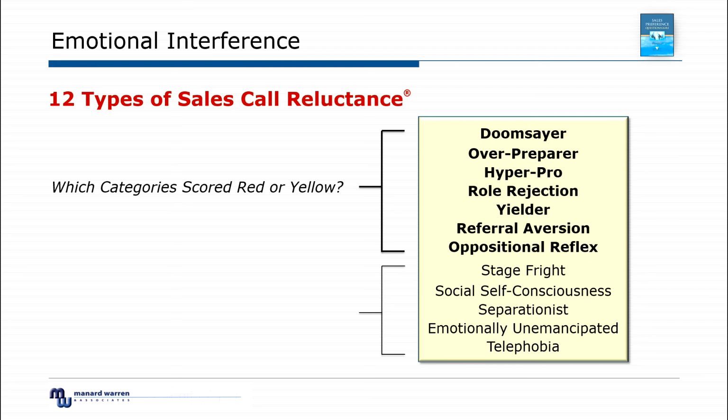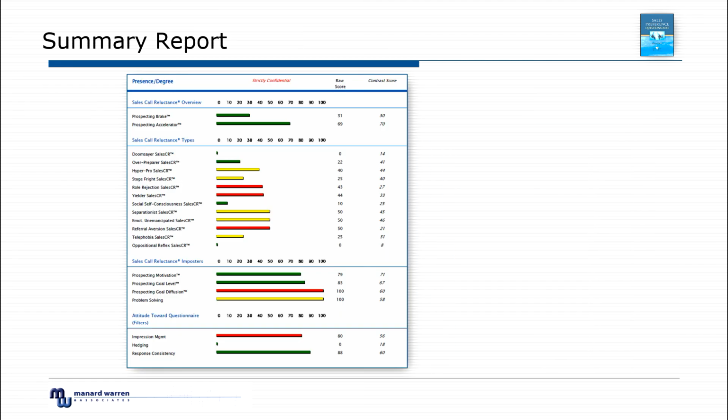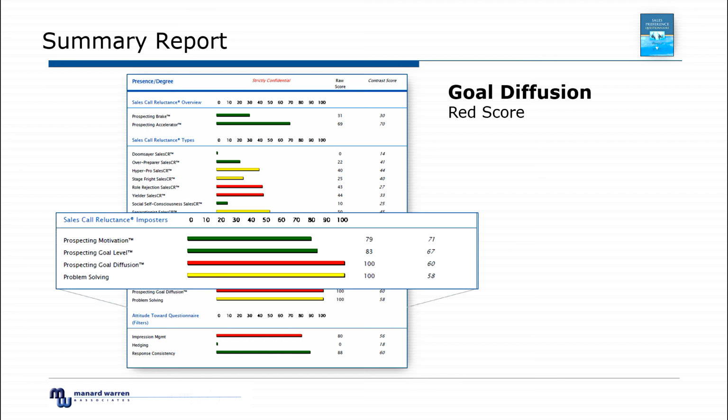Okay. Now, the fourth thing that perhaps you would want to work on is if you scored in the red zone for goal diffusion. If you scored in the red zone for goal diffusion, that means that in all likelihood you're setting way too many daily goals, and not just professionally but also personally. You're trying to do way too much with the limited resource of energy that you're bringing to your job, to your life every day.